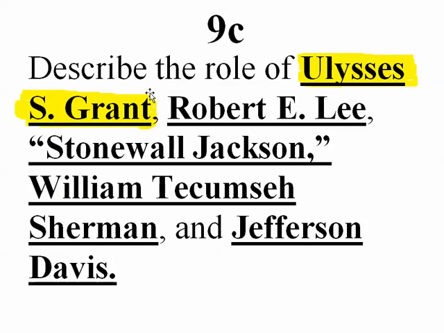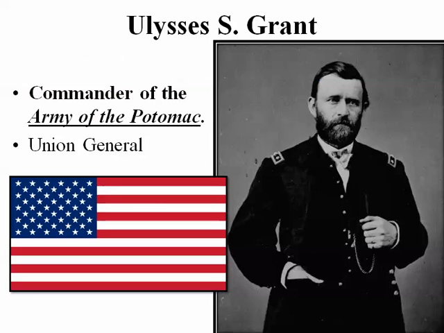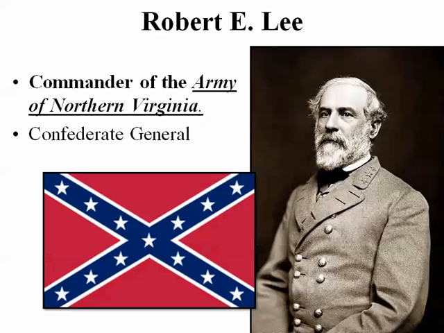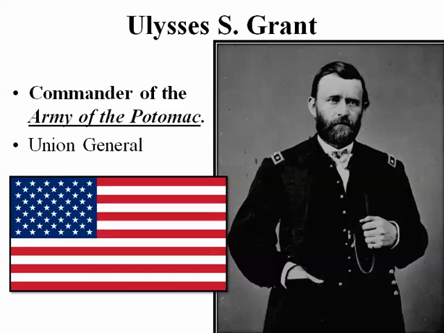Ulysses S. Grant, some people called him Uncle Sam Grant or U.S. Grant, like United States Grant. He was the head honcho or head general for the United States during the Civil War. So he was the equivalent of the Southern version of Robert E. Lee. And U.S. Grant, or Ulysses S. Grant, was the commander of the Army of the Potomac, and the Potomac River runs right past Washington, D.C. And he's the Union general, head honcho in charge of the North's war effort.